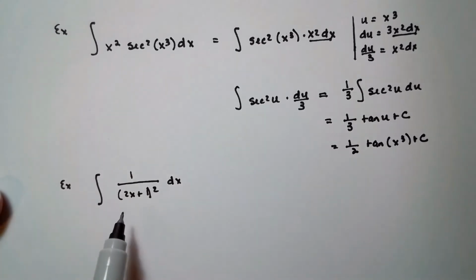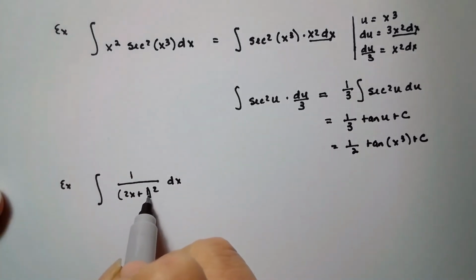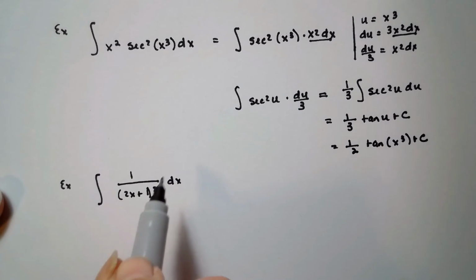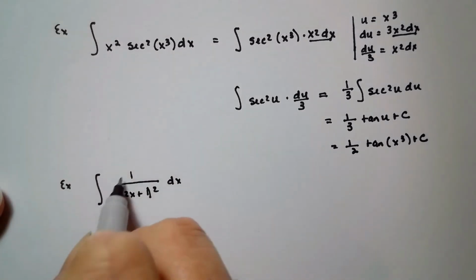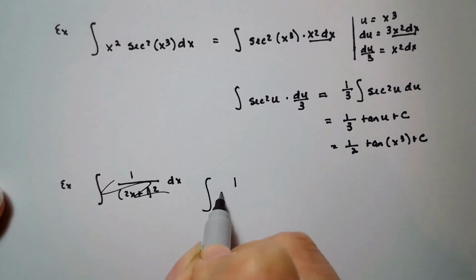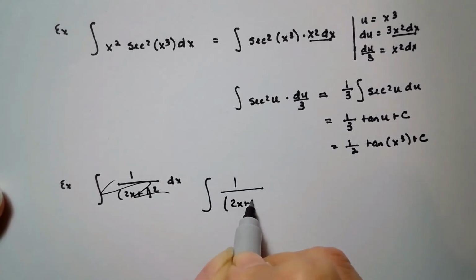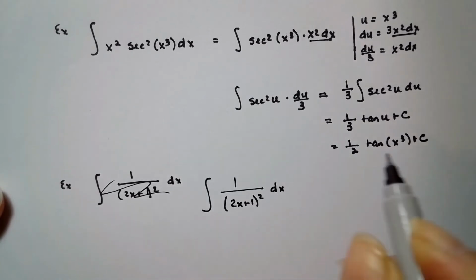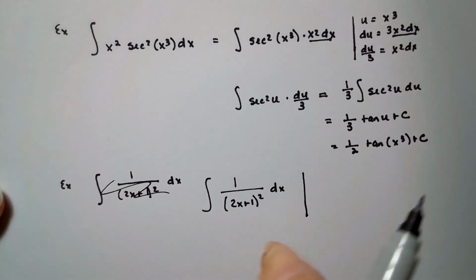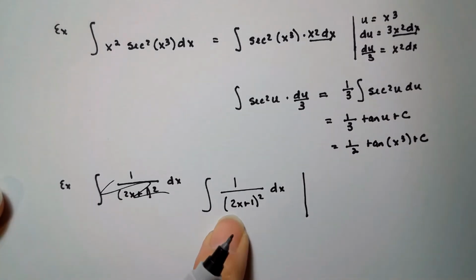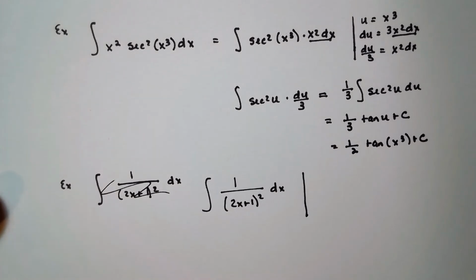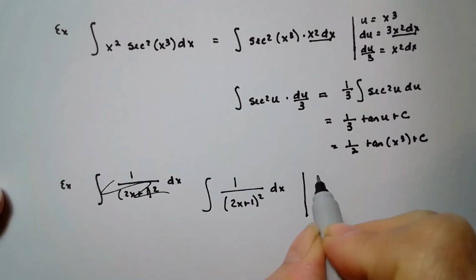Okay, so this is 2x plus 1 squared. Came out kind of terrible. Let me rewrite it. Integral of 1 over (2x plus 1) squared dx. Okay, you might think, well, there's a denominator, so I'm going to let this whole thing squared be my denominator. But let's just do it.